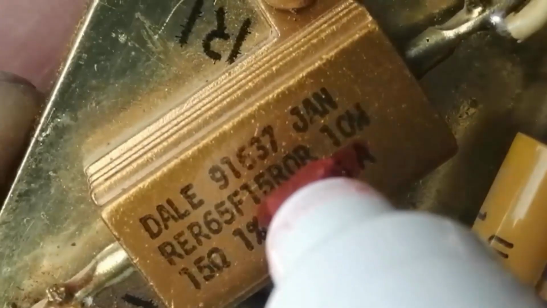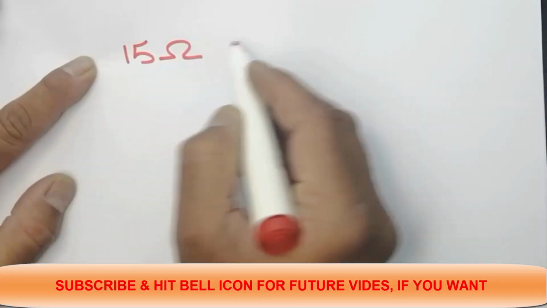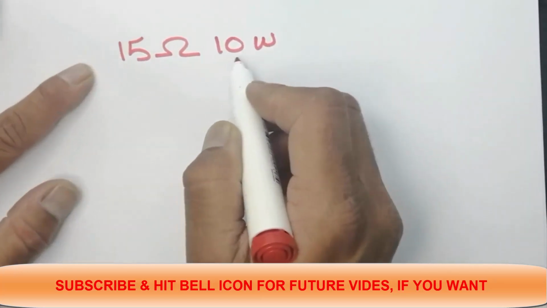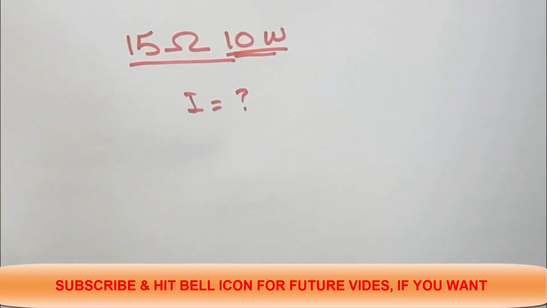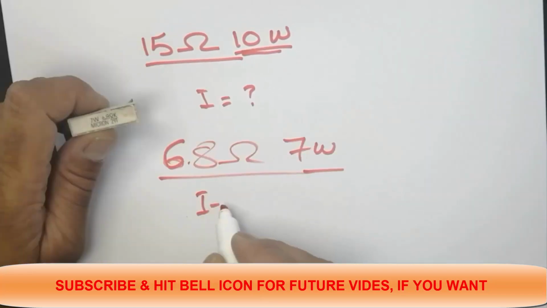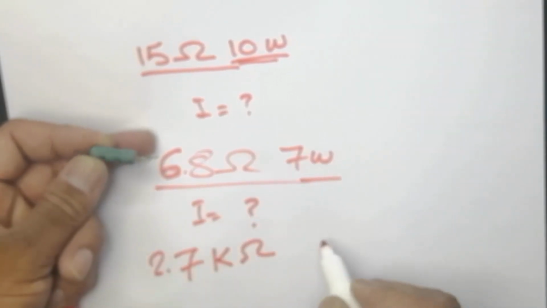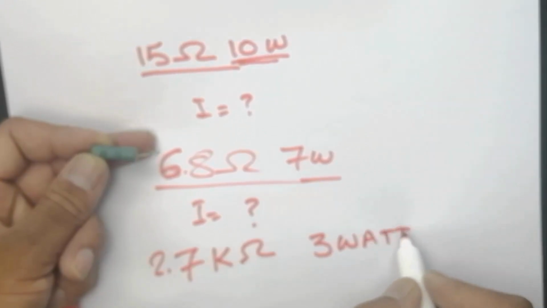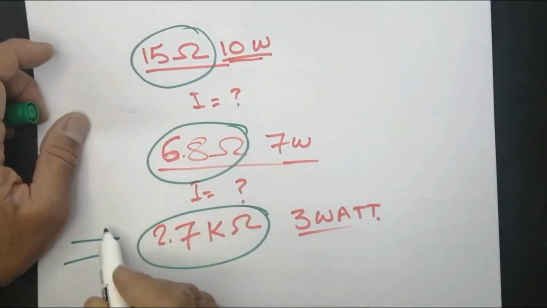This is 15R0. It means a 15.0 ohm resistor, but 10 watt. 15 ohm, 10 watt. We will discuss these two items. We will see in detail that when we have an ohmic value and a wattage, we must know the current. Another resistor: the first one is 15 ohm, 10 watt. The second one is 6.8 ohm, 7 watt. This one is 2.7 kilo ohm, 3 watt.